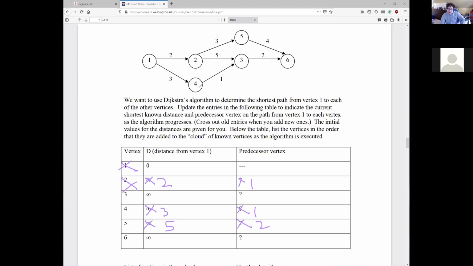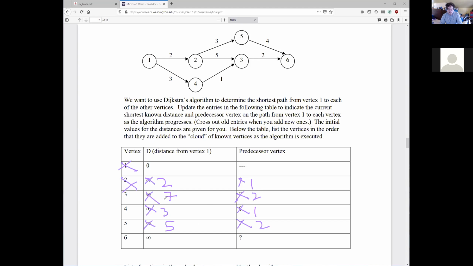And so for node 5, we say you get to node 5 by using 2. Next, 2 to 3. The cost to get to 2 is 2, and the cost to get to 3 is 5. 2 plus 5 is 7. Is 7 less than infinity? Last I checked, yes. So we get there from 2. Okay, and so we're done with these.